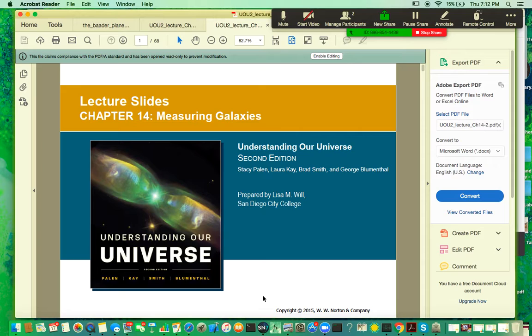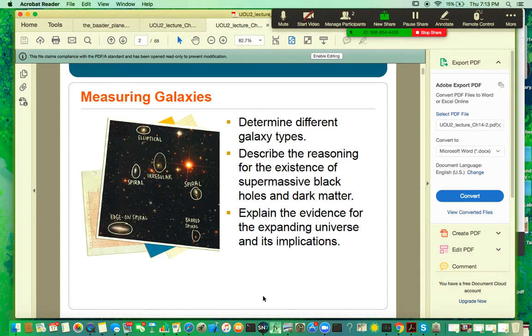So we had one chapter where we learned how to measure stars using photometry and spectroscopy. This chapter is about measuring galaxies. And galaxies are these large, complex structures with hundreds of billions of stars.